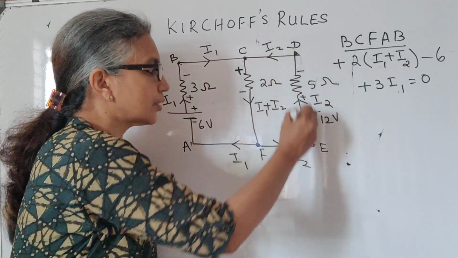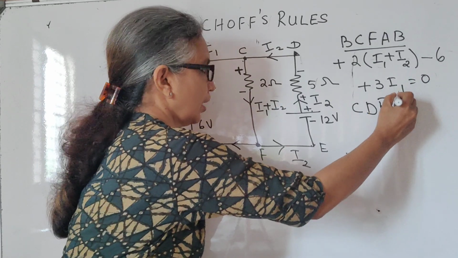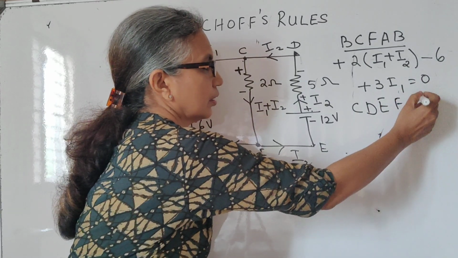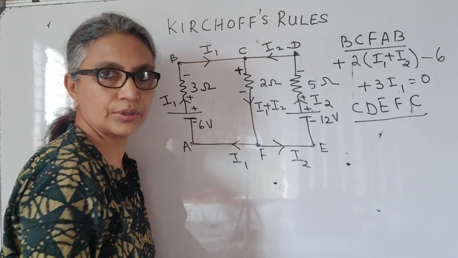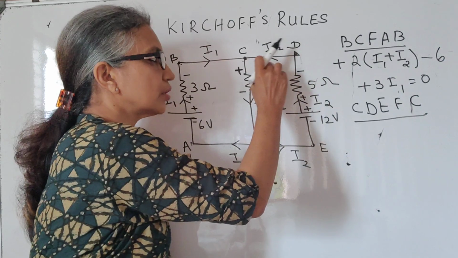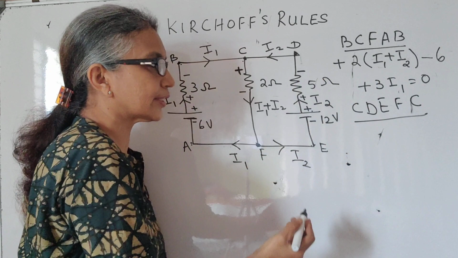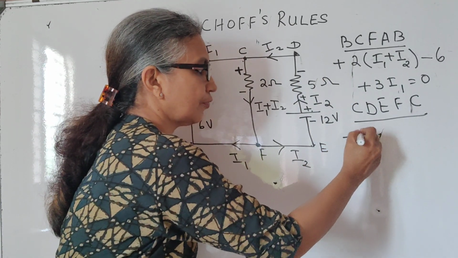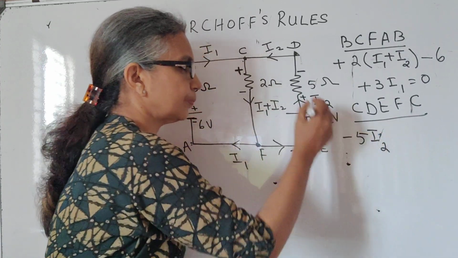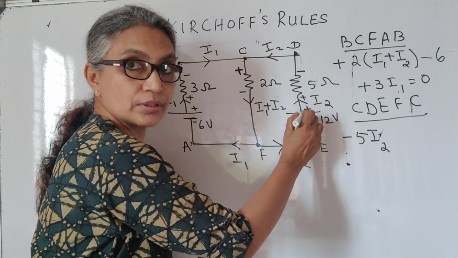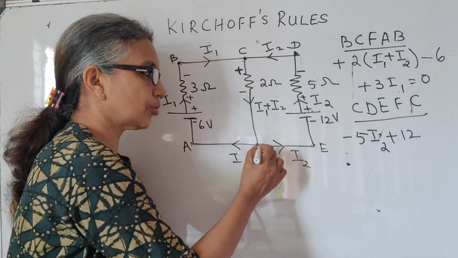Now let us look at this loop here, which is C, D, E, F, C. So we have this closed loop C, D, E, F, C. Now as I enter here, there is no resistor, so no potential drop. When I reach here, I'm going to enter through the negative, so I'm going to write minus 5 into the current through that resistor, which is I2. So 5 into I2. When I enter the cell, I'm entering through the positive, so positive 12.